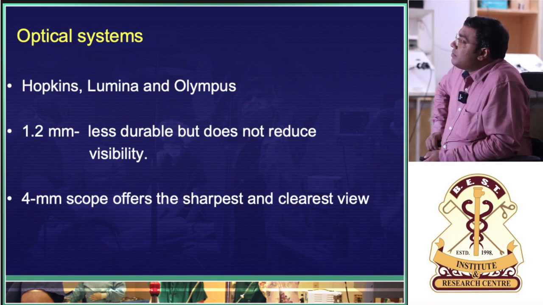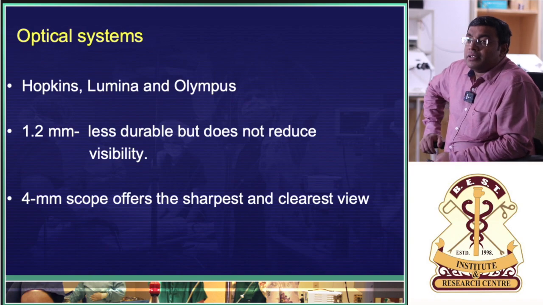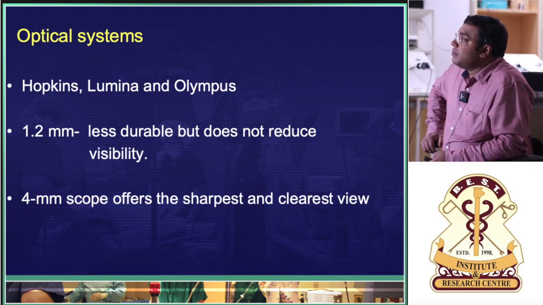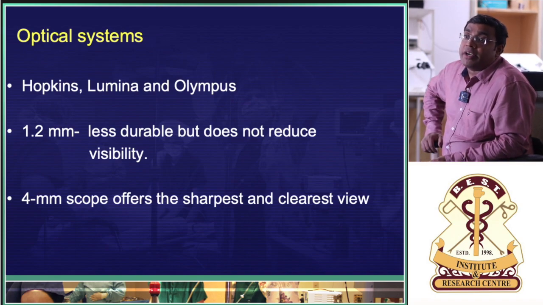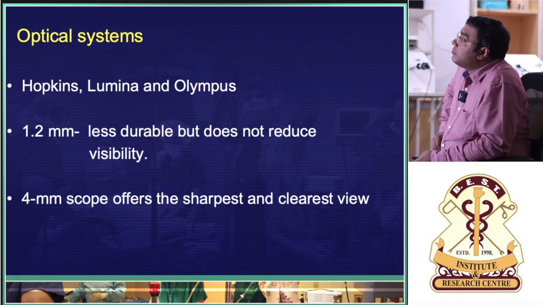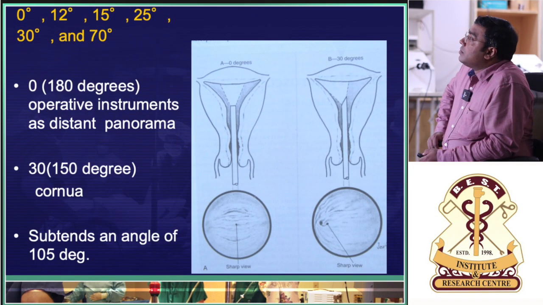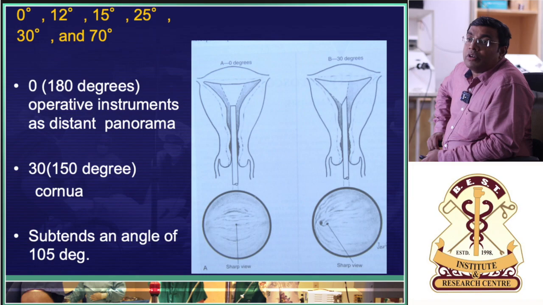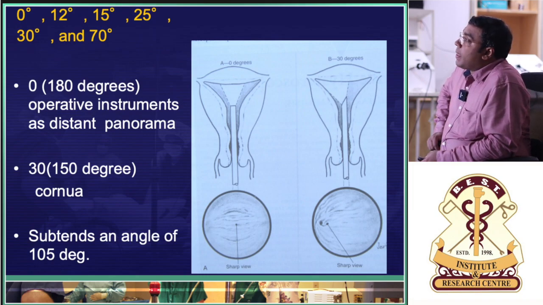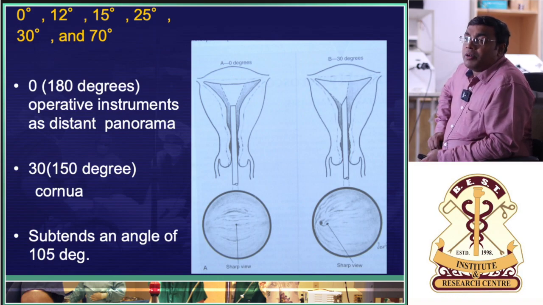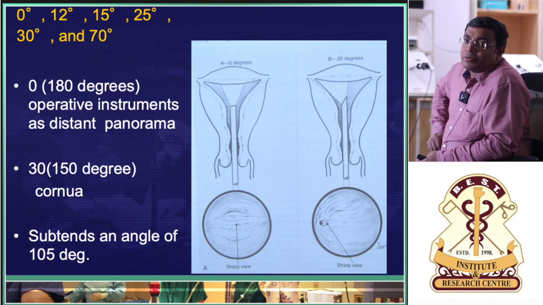A 4 mm scope gives very good, sharp and clear vision, and the image on the monitor is extremely good. So we generally use a 4 mm, but of late we have all shifted to a 2.9 mm. So this is how a 0 degree would work, and this is how a 30 degree would work. Ideally 12 degree and 15 degree give very good vision, but for each procedure you cannot buy a telescope. So you buy a 30 degree scope, which will be helpful for both diagnostic and operative purposes.